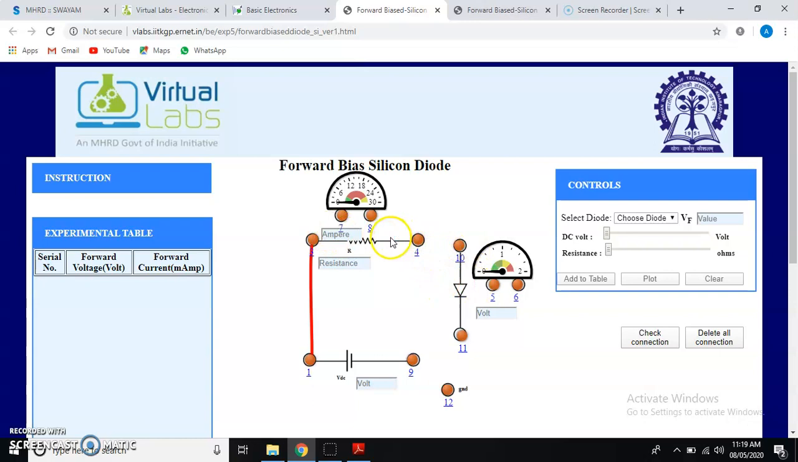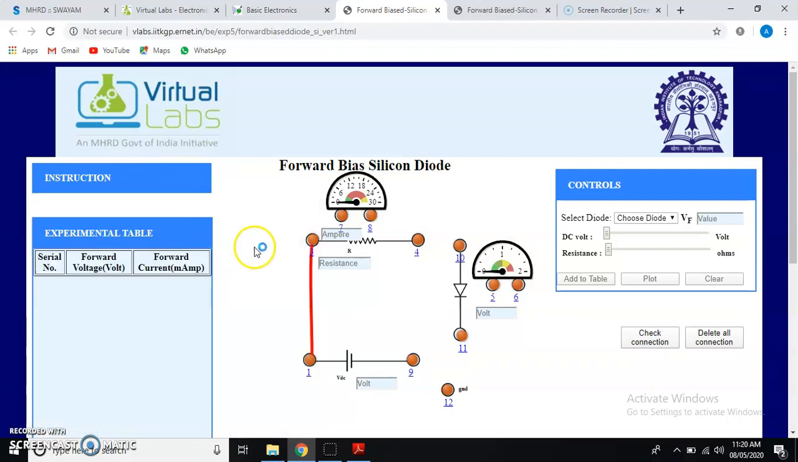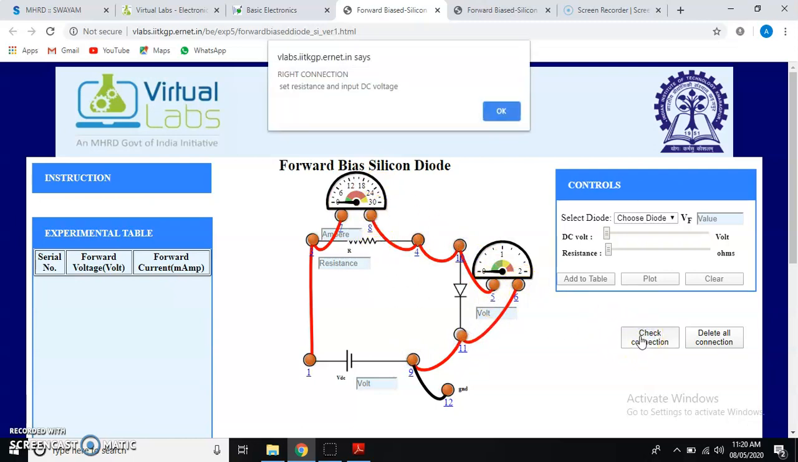But the problem here is this: they are saying that L3 has to be connected to L7. Remember this is the current meter, and the current meter has to be in series, right? But now we cannot say it is actually there in the series path. So there you will face a difficulty. But this is the actual connection. If you click on the check connection, it says the right connections.